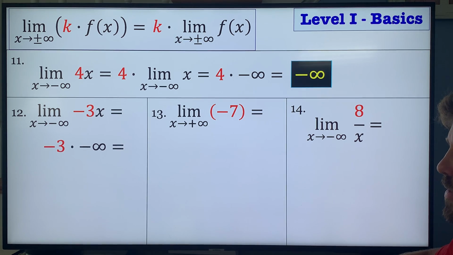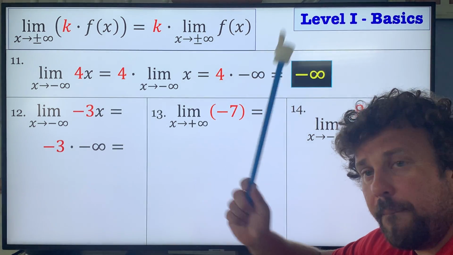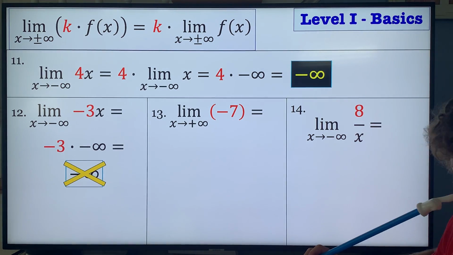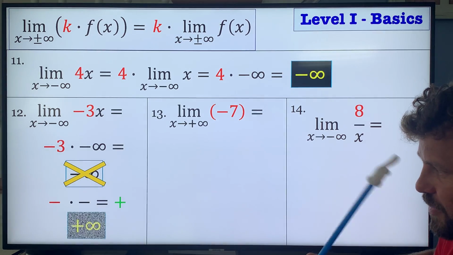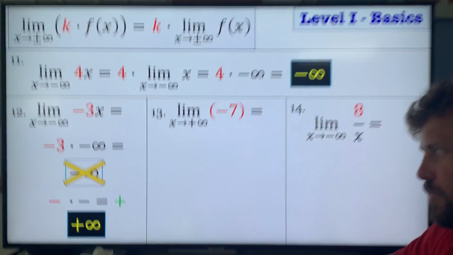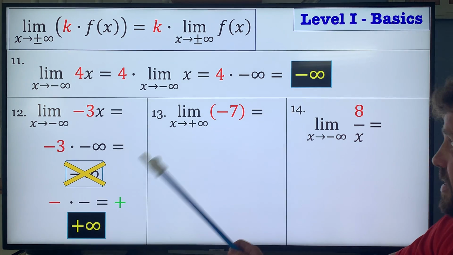Number 12. Negative 3 times negative infinity. Well, negative times the negative is a positive. It's negative 3, and negative infinity, so the answer is positive infinity. Okay? Got it? You always have to deal with the signs.